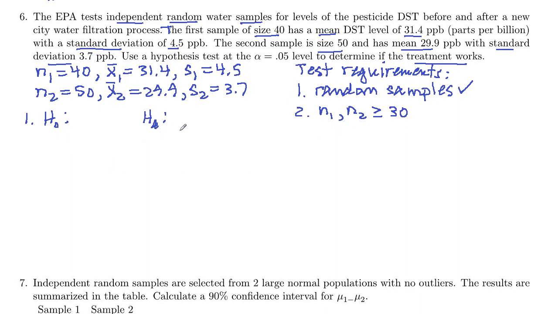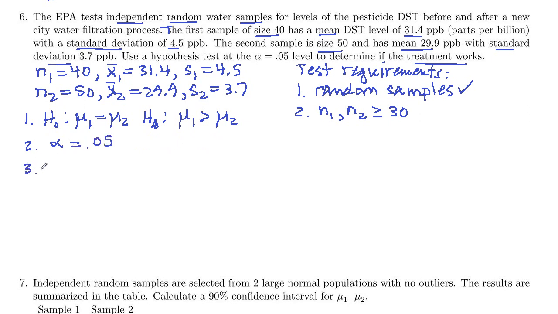So our alternative, we're trying to show that this works. So that would mean that the second population mean is lower. So that would be mu1 is greater than mu2. And if that's not the case, then the two means would be equal. So if nothing happens, there's no change in the mean. And then second, you want to choose your alpha. Ours is already given, 0.05.